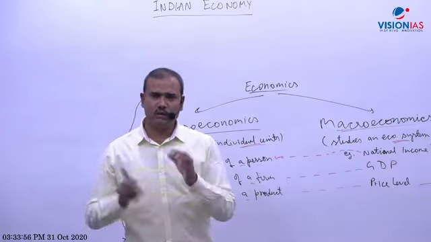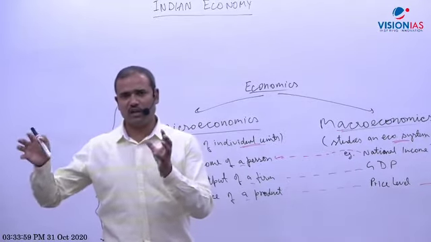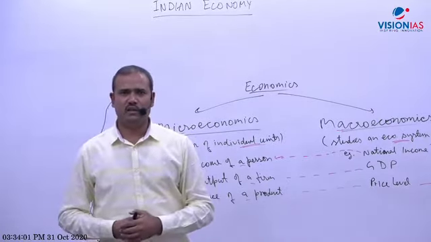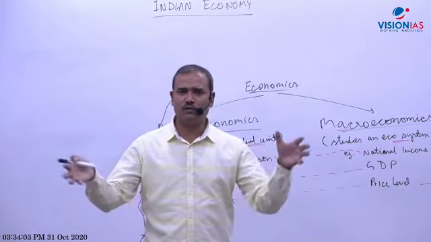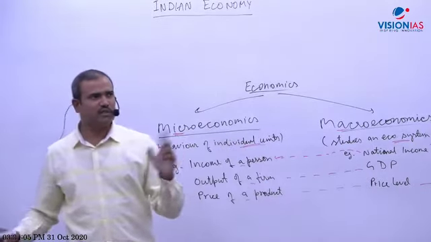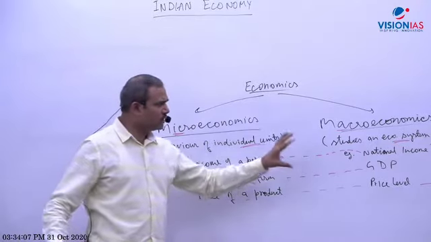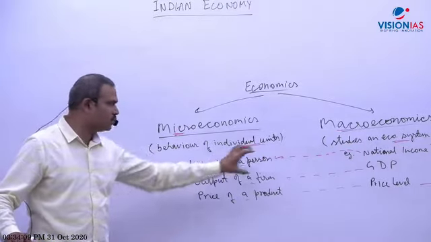So overall, it may be a state. There are a lot of units in a state, or in a given region, or in a city also. So that is actually macro. Okay, so what is important? I think this is more than sufficient here.